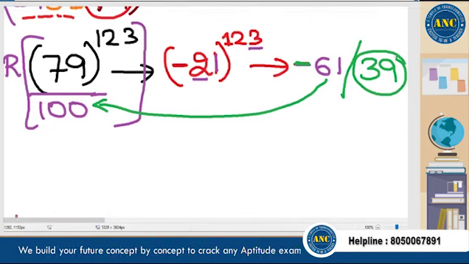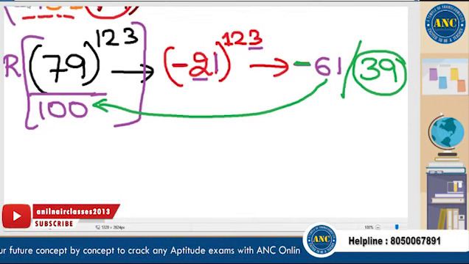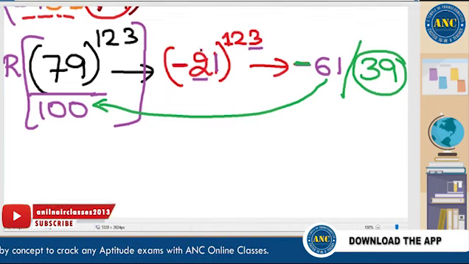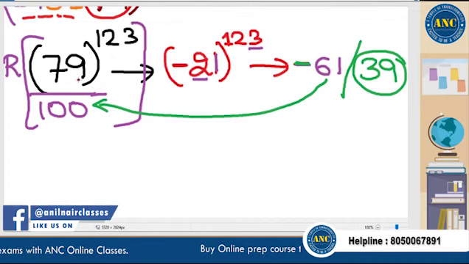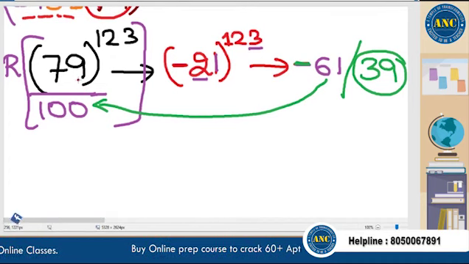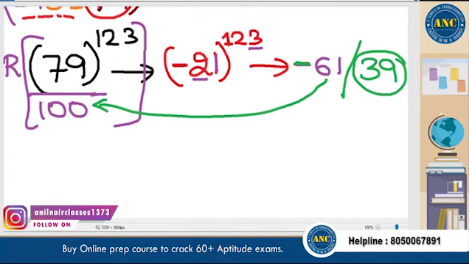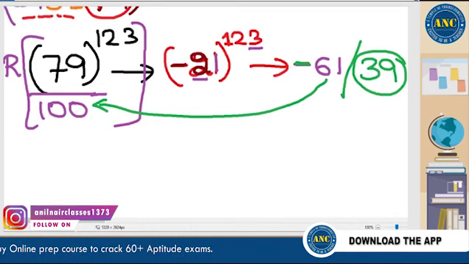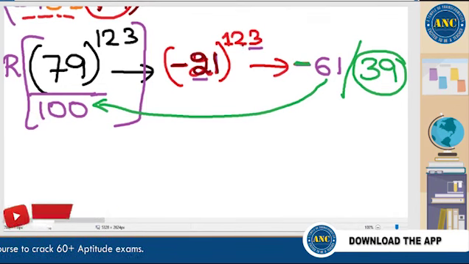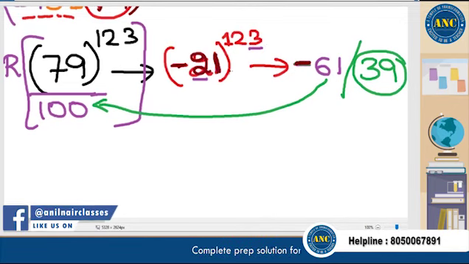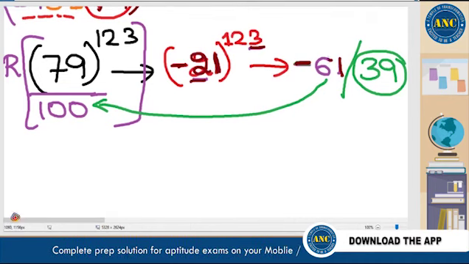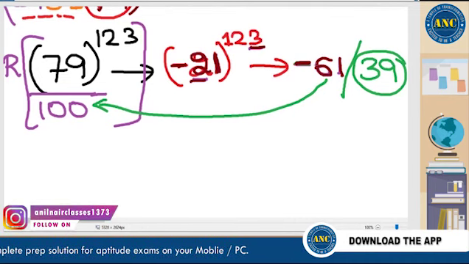Rohit Kumar, which one do you want me to repeat, sir? I believe you are asking me to repeat this odd power type. Same logic, Rohit. Same thing. 79 power 123. 79 negative remainder is minus 21. Write down the power 123 as it is. Minus 21, negative number to the odd power is negative. Keep it outside. 1 power any number is 1. 2 into 3 is 6. Write down that 6.